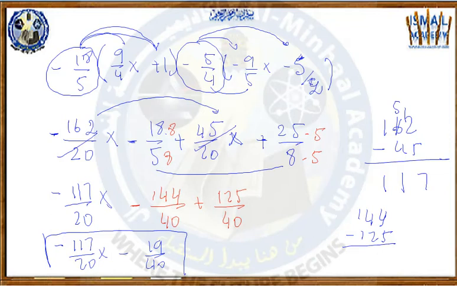No, you cannot simplify, because the top one is a prime number. And the same thing with 117. 117 can be divisible by 3, but 20 is not divisible by 3. So you cannot simplify both of them.